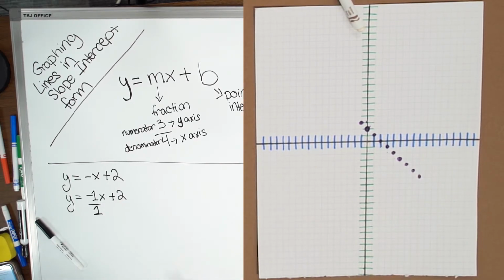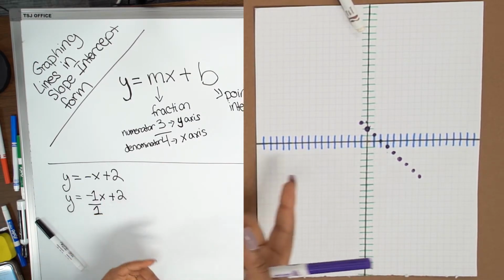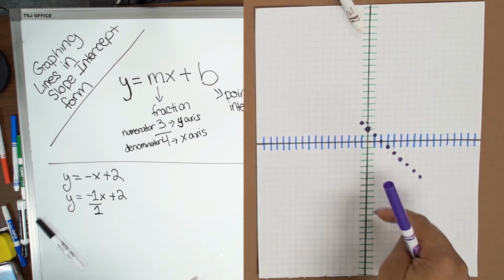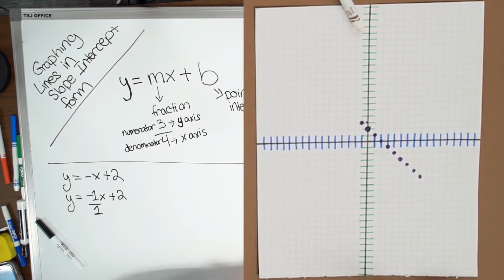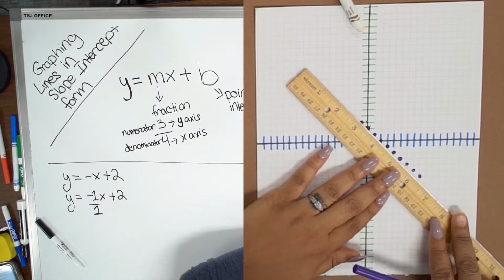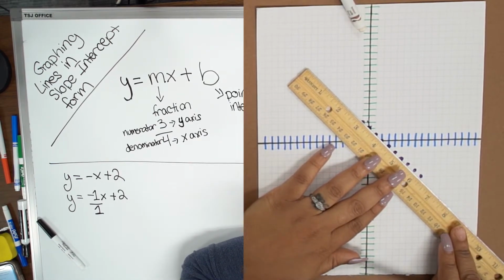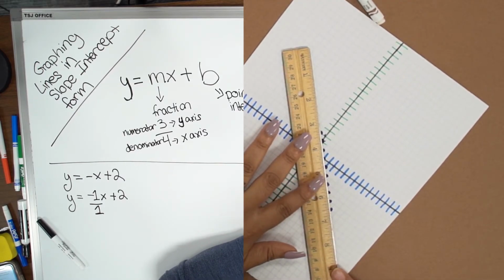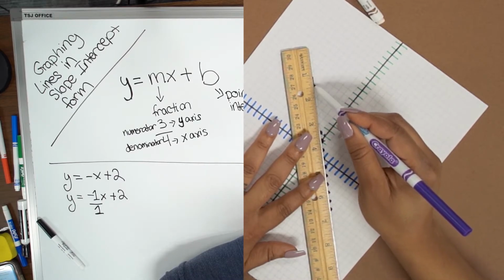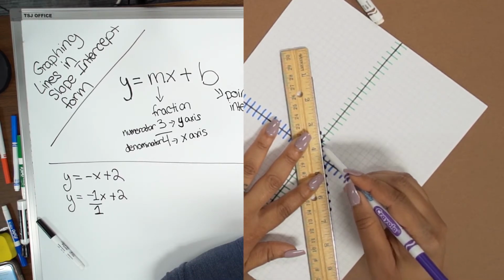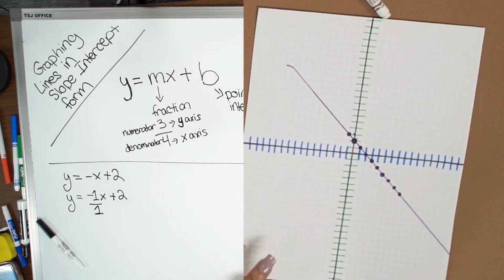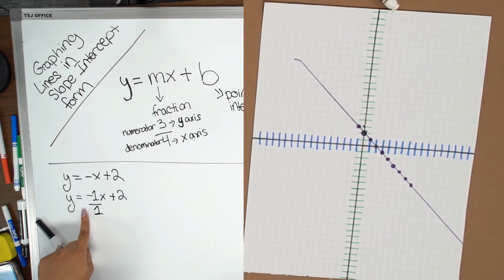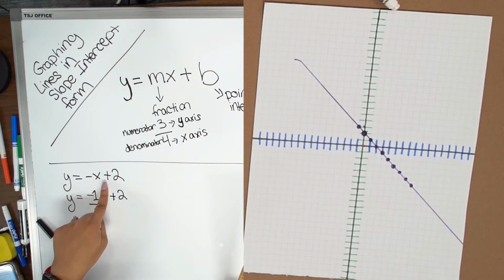The number of dots you draw, sometimes your teacher tells you how many, sometimes you get to pick. I just drew enough so that you could see it, because I know that you can't really see the lines here. So we're going to take a ruler, line them up the best we can. There's our line. So that is y equals negative x plus 2 graphed.